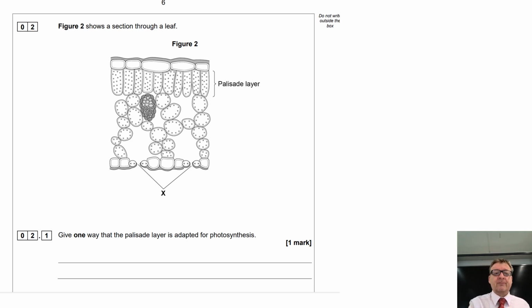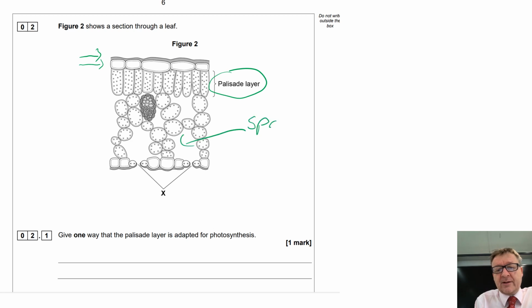Question number 2 shows a section through a leaf. Okay, let's do it in green because obviously it's a leaf. So on the top there, we've got a waxy layer, and what that does, it prevents the loss of water. Okay, it doesn't prevent water getting in, even though it does a little bit. It prevents the loss of water. Again, they've got the top layer there, the epithelial layer, and that is for protection. Palisade layer, which is obviously important in this question. We've then got air gaps. That is then the spongy mesophyll.